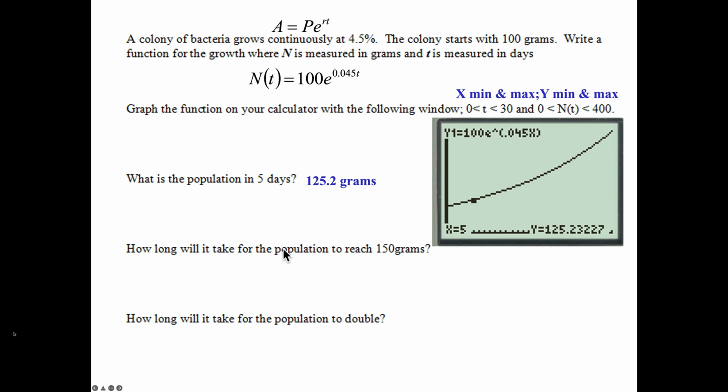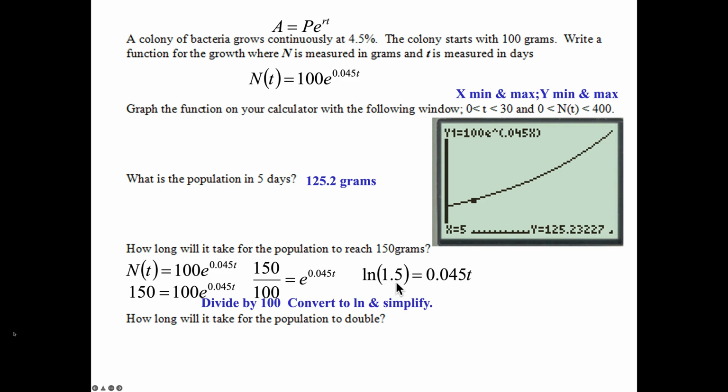How long will it take for the population to reach 150 grams? Okay, you can do this one of two ways. We could take N of t, make that 150, and solve it for t. All right, got to get the base e by itself, divide over the 100. That makes it 150 over 100, or if you actually wanted to divide it, you can change it to 1.5. We're going to take the ln of both sides and simplify it. So like I said, 150 divided by 100 is 1.5.